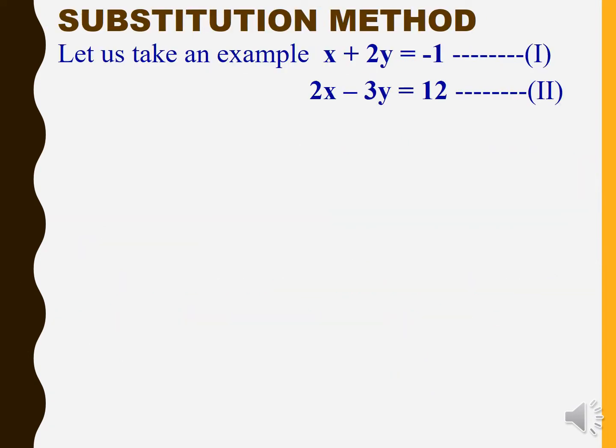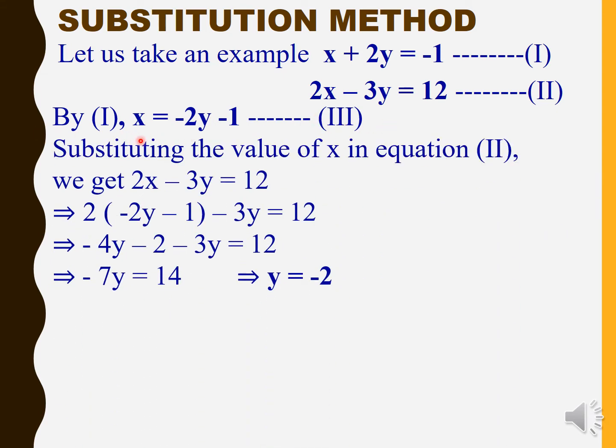Let's see an example. Let the two equations be x plus 2y equals minus 1, mark it as 1, and 2x minus 3y equals 12, let's mark it as 2. So by equation 1, we can write that x is equal to minus 2y minus 1. So we have represented x in terms of y. We have just rewritten the first equation and marked it as 3. Now we will substitute this value of x from equation 3 in equation 2.